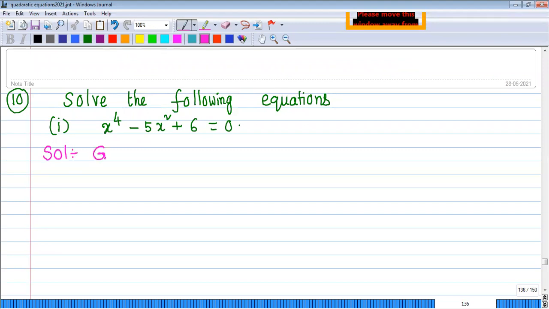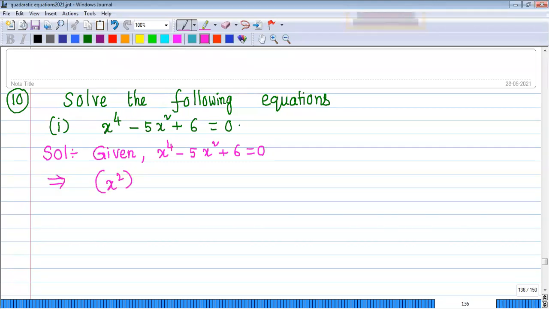So this is given: x to the power of 4 minus 5x square plus 6 equals 0. So x to the power of 4 can be written as x square whole square. Am I correct? Minus 5 times x square plus 6 equals 0.